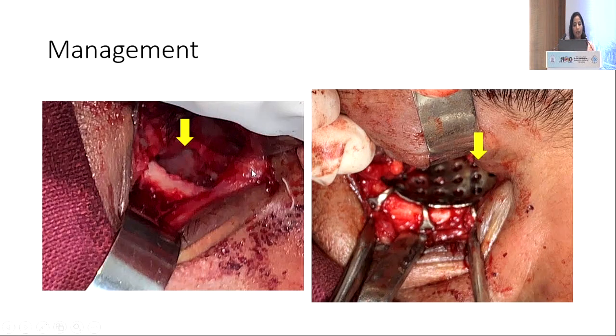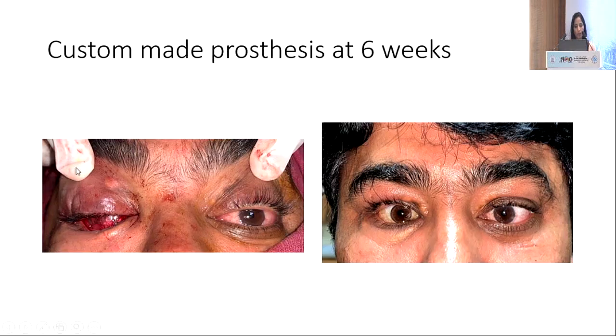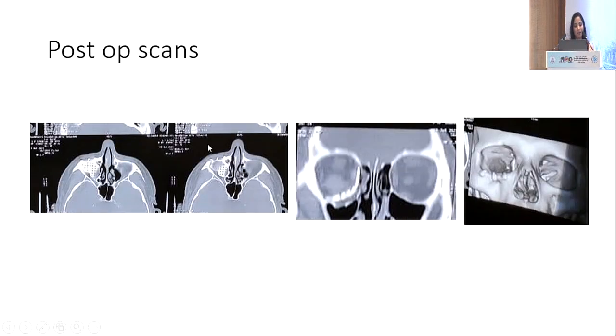So we went ahead with the orbital floor repair. At the same sitting, we did an evisceration with implant of whatever residual eye was there. And this is how the volume looks filled immediately after the surgery, and this is after the custom-made prosthesis made by everyone's favorite Sachin. And these are the post-op scans where we see the prosthesis in place, the implant covering the defect, and this is the 3D reconstruction.